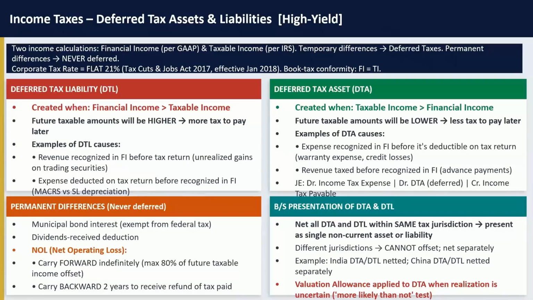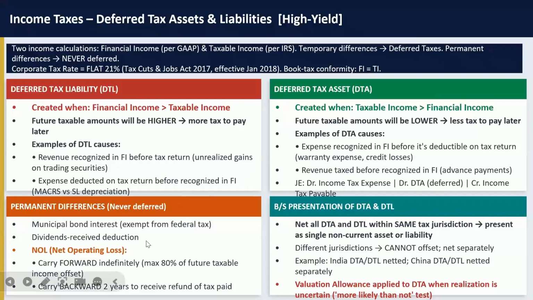Okay. Yes, it is deferred tax asset itself. Perfect. So when you are receiving your rent in advance, what happens? Cash inflows are more. When your cash inflows are more, the tax that you have to pay is also more. Taxable income will be more than your financial income. When taxable income is more than financial income, that will be your deferred tax asset.